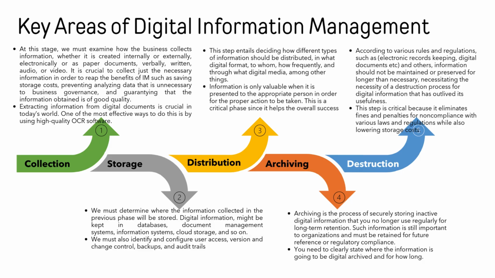Information is only valuable when it reaches the right person at the right time, so that appropriate action can be taken. This makes distribution a critical phase in ensuring the success of digital information management. Next is archiving. Archiving is the process of securely storing inactive digital information that is no longer used regularly but is still important. Such information may need to be retained for future reference, historical value, or regulatory compliance. At this stage, organizations must clearly define where information will be archived digitally and how long it must be retained.